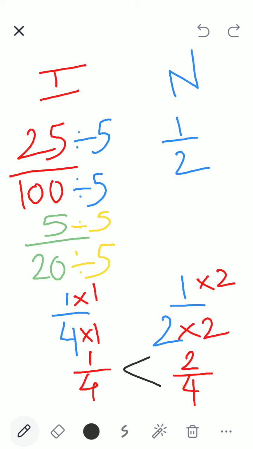Got? In one problem you did everything. Simplification, converting unlike to like, and then finding and comparing. All you did. Understood? So you can do it this way or you can do it that way. That way was faster. Clear? Yeah. Okay.